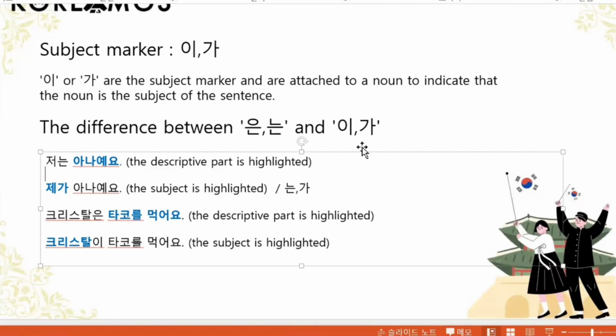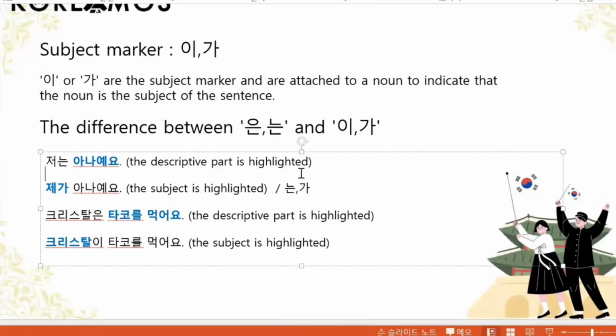But we don't know her name since it's our first class. So here, the important information is 아나예요. That's the information we want to know, and the information the speaker wants to talk about. How can we know which part is important? It's the speaker's decision. So when the speaker wants to emphasize the descriptive part, we use the marker 은 or 는.